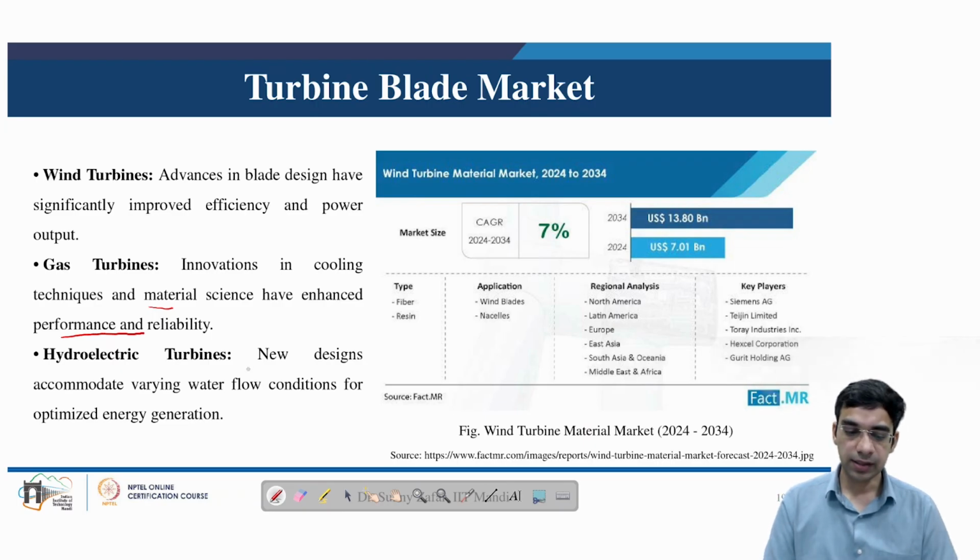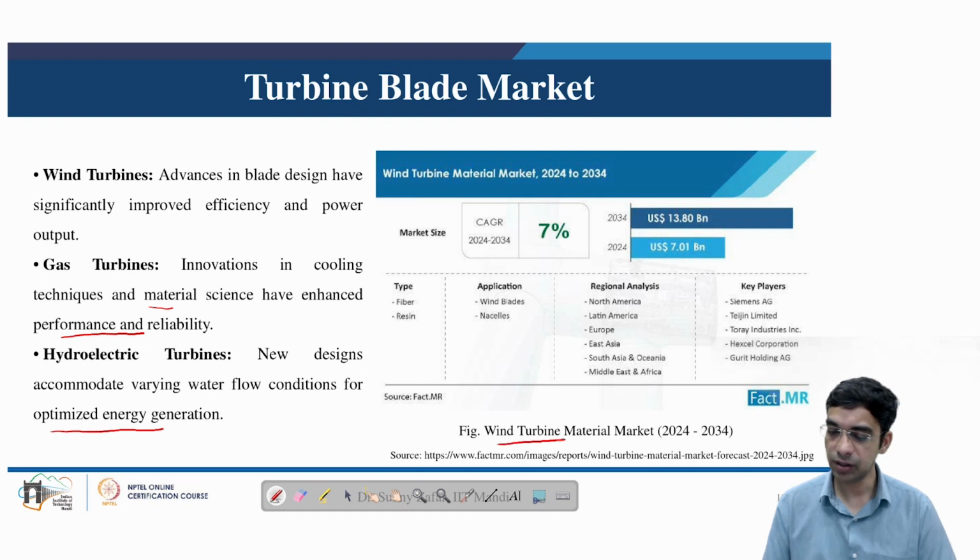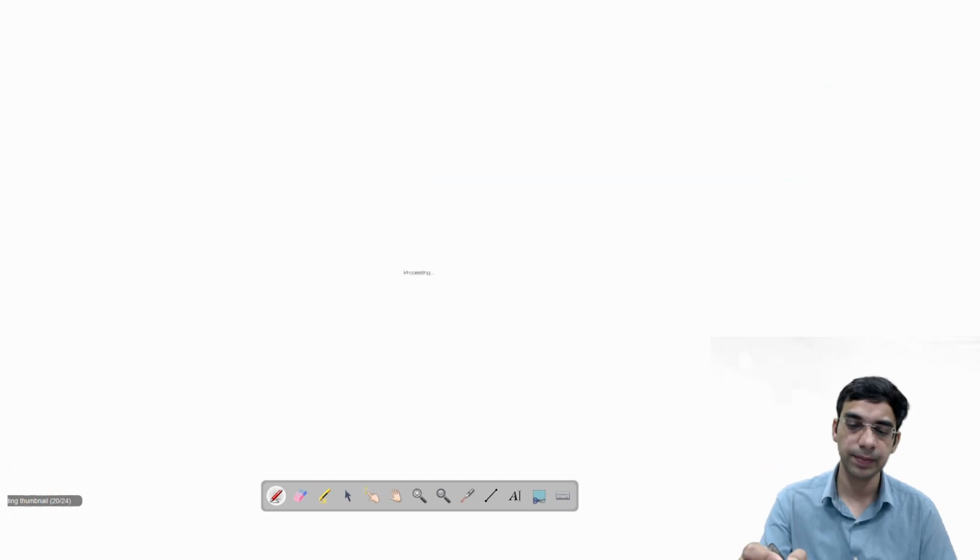The hydroelectric turbines may also need new designs to accommodate varying water flow conditions. With climate change, sometimes we are experiencing more rainfall in seasons when it is expected that the rainfall will be less, so designs need to be adapted for further optimizing the energy generation. Here we can see that for the wind turbine blade, the market over the next decade is going to increase at a compounded annual growth rate of 7%, which is very significant. This basically highlights the importance of studying this subject of manufacturing of such turbines, when we see the market of such turbines is going to increase in coming times.